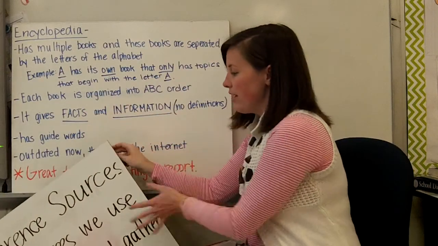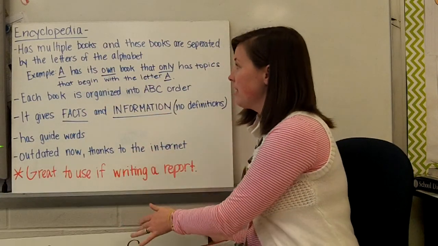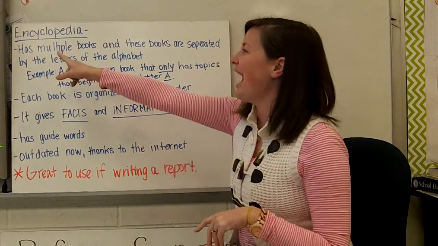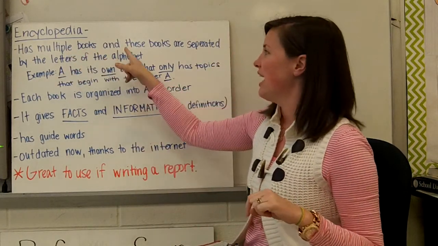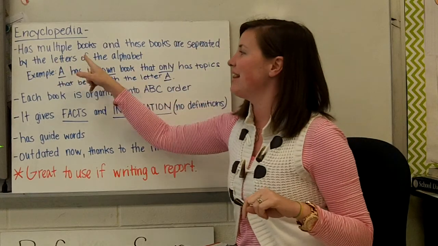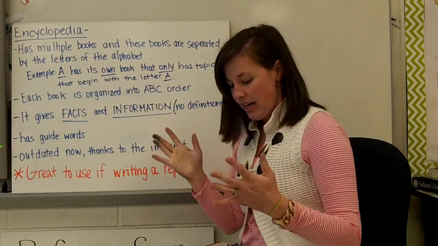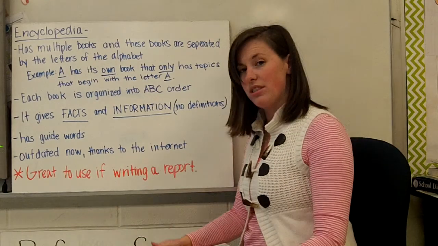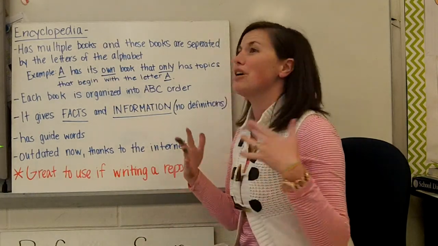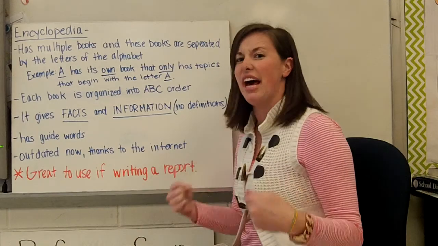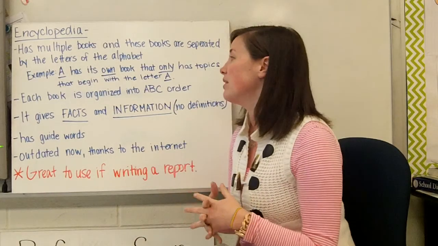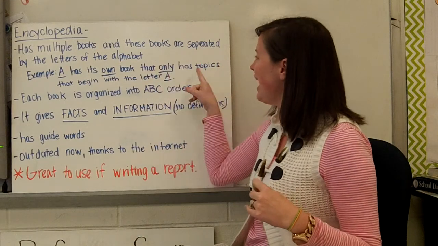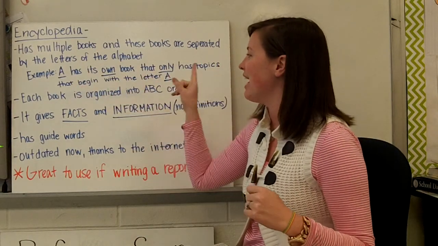The first one we are going to talk about today is the Encyclopedia. Okay? The Encyclopedia has multiple books, and these books are separated by the letters of the alphabet. So, sad enough, believe it or not, I was not able to bring in encyclopedias because there are so many books, because each letter of the alphabet has its own book. For example, A has its own book that only has topics that begin with the letter A.